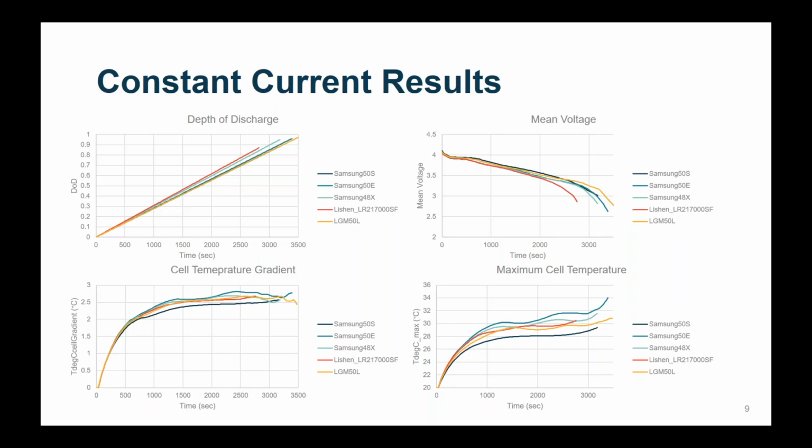We can also look at temperature gradients within a cell and maximum temperatures in the cells as well to compare against design constraints.